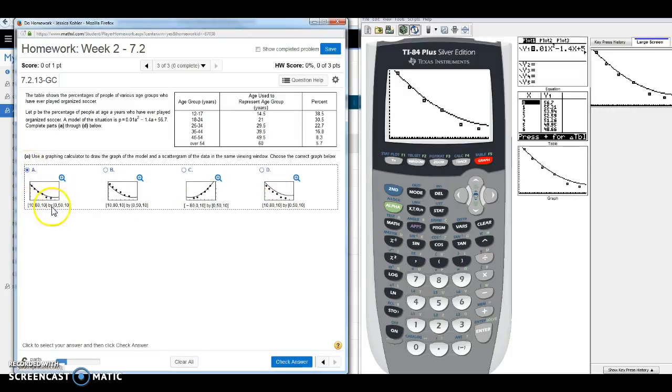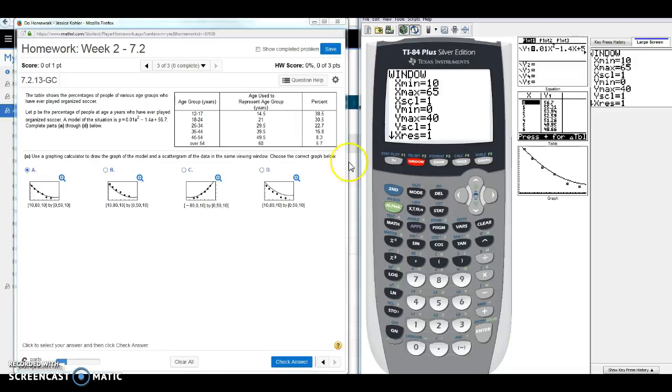Oh, they gave me a window. Let's change my window to these. So I'm going to go to Window. My minimum is 10. My maximum is going to be changed to 80 instead of 65. And they tell me to use an X scale of 10 instead of 1. My Y min is 0. My Y max is 50. So we did pretty good deciding on those values. And then also they want that to go by 10.